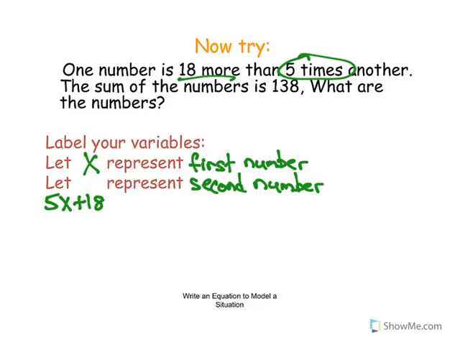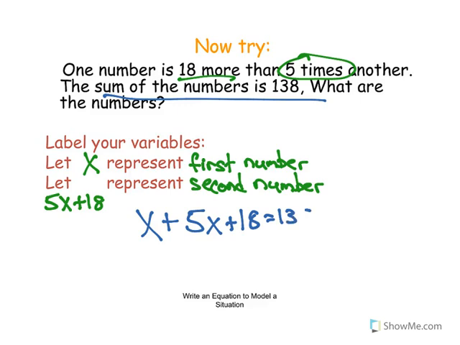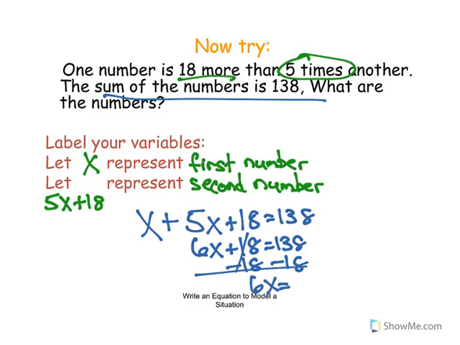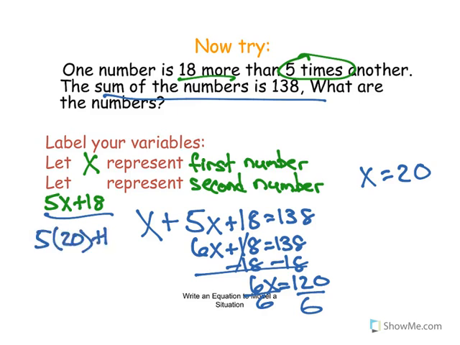All right, so the sum of these two is 138. So x plus the quantity 5x plus 18 is equal to 138. So x plus 5x is 6x. So I get 6x equals 120. I divide both sides by 6, I get x is 20. Now what about this? Well, 5x plus 18 is 5 times 20 plus 18, which is 100 plus 18, which is 118. So I will put 5x plus 18 is 118.